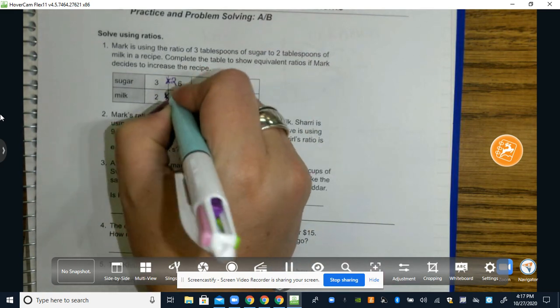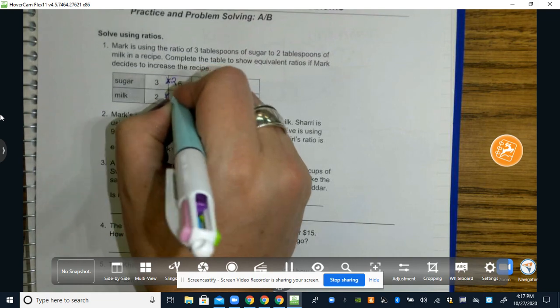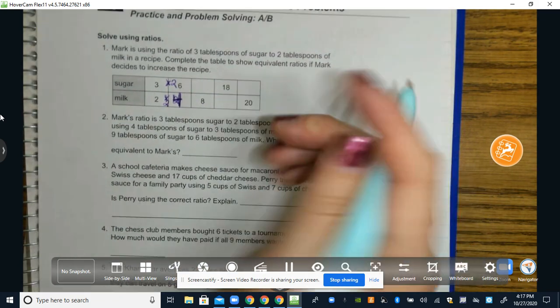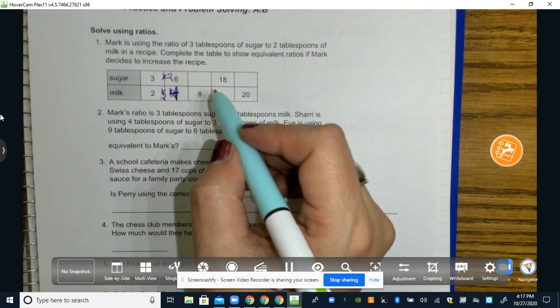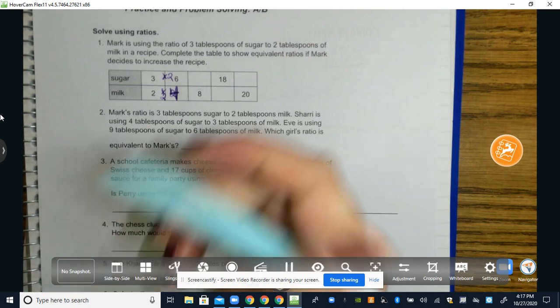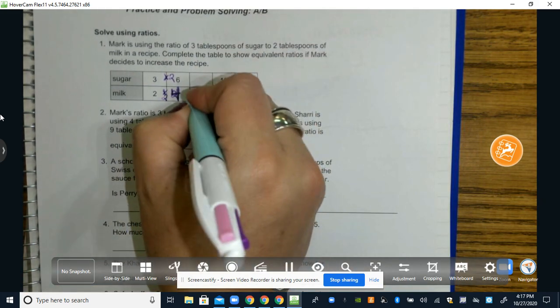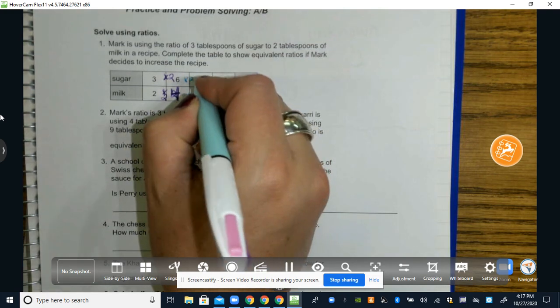2 times 2 gives me 4. Now I need to know 8 tablespoons of milk. Well, I can look here and say, oh, look, 4 times 2 gives me 8. So 6 times 2 will give me 12.